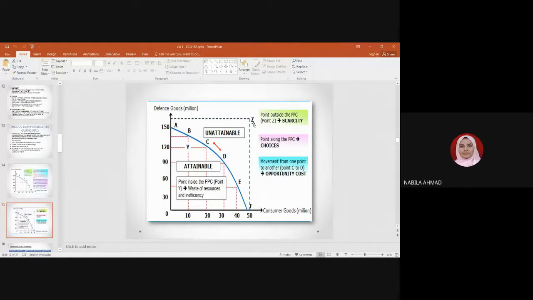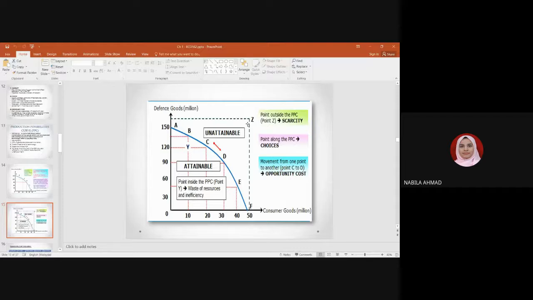No. Very good. Right. So they cannot produce point Z. Why? Because not enough resources. So kita kata point Z ini adalah unattainable point. Tidak boleh dicapai. Why? Because of limited resources or not enough resources. So that's why kita kata point Z ini sebagai scarcity.